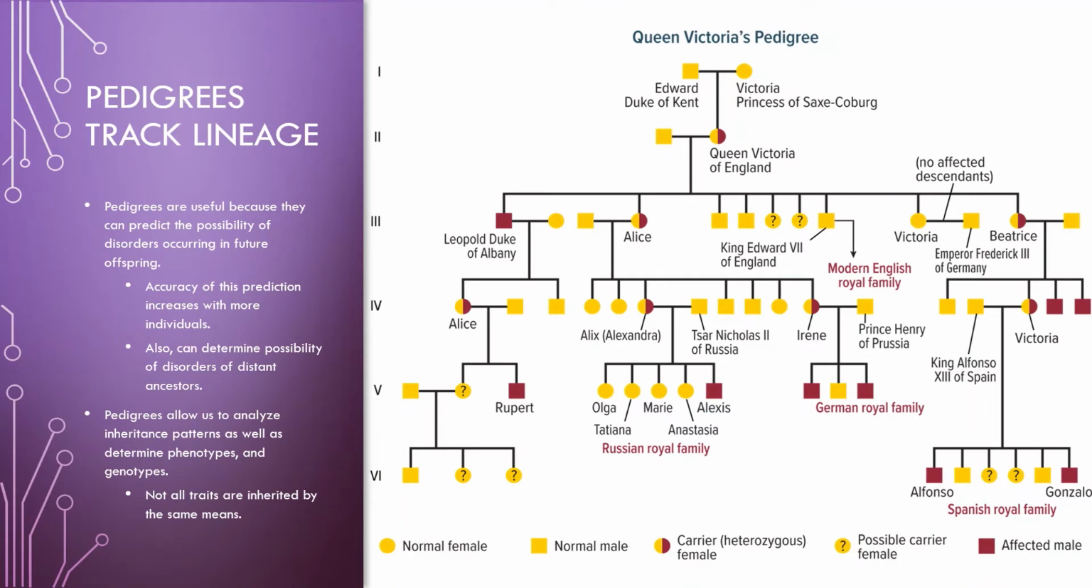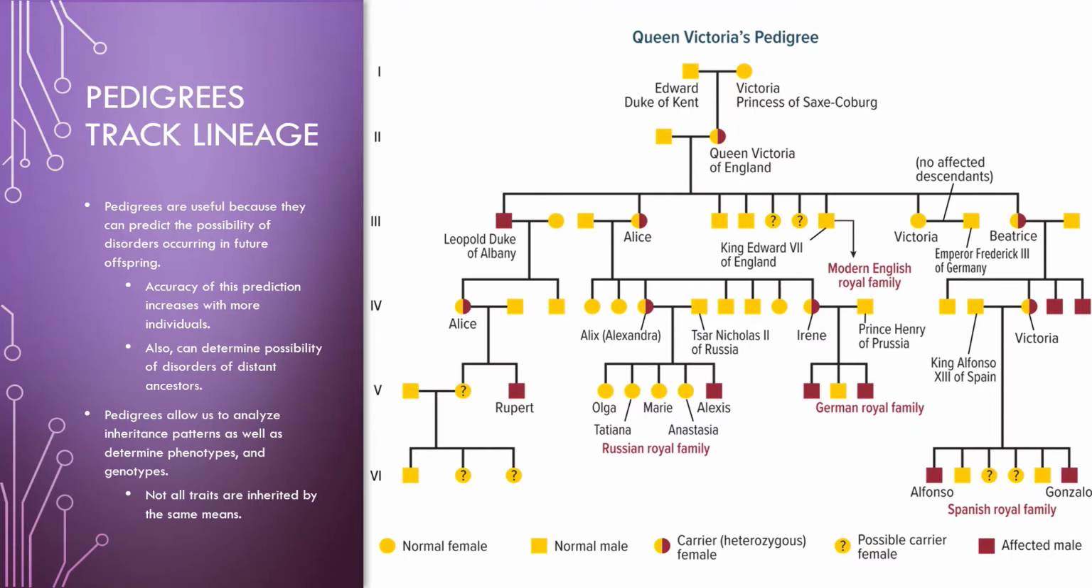So, pedigrees track lineage. Pedigrees are useful because they can predict the possibility of disorders occurring in future offspring. Accuracy of this prediction increases with more individuals. You also can determine the possibility of disorders of distant ancestors. Pedigrees allow us to analyze inheritance patterns as well as determine phenotypes and genotypes. Not all traits are inherited by the same means.